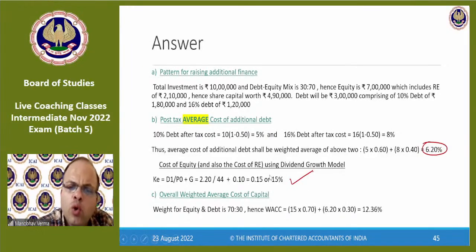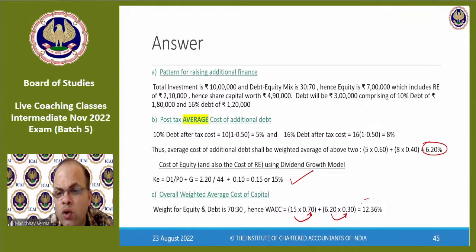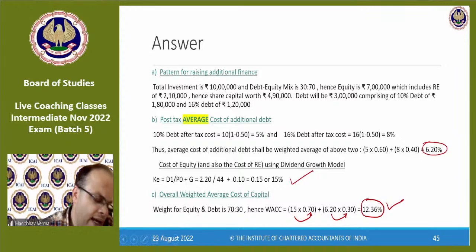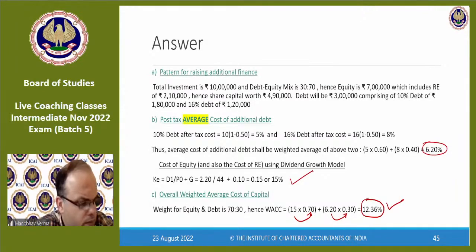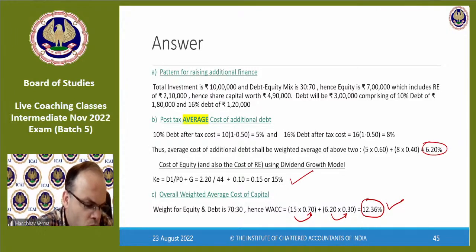Now we move on to the overall cost of capital, which is very basic stuff. We know the 15%, we multiply it by the 70% and the 6.2 multiplied by 30%. We know the debt equity capital structure mix and we get cost of capital as 12.36. I think everyone is on the same page here. Any doubts on this one, guys? I think pretty similar to the last question we had. I hope everyone is okay.